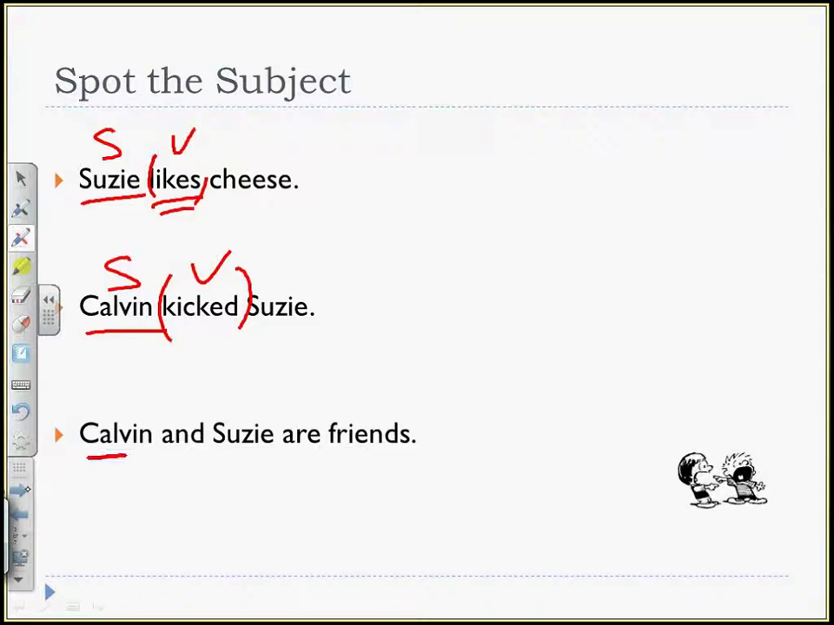And in our last one, Calvin and Susie are friends. In this one, you have two subjects, Calvin and Susie, the two of them. Are friends. The verb in that sentence is are. That's a being something verb. So you've got your action verbs, you're doing something, and your linking verbs, you're being something. Calvin and Susie are friends.